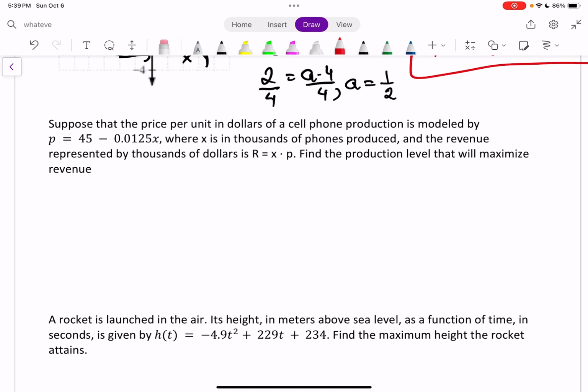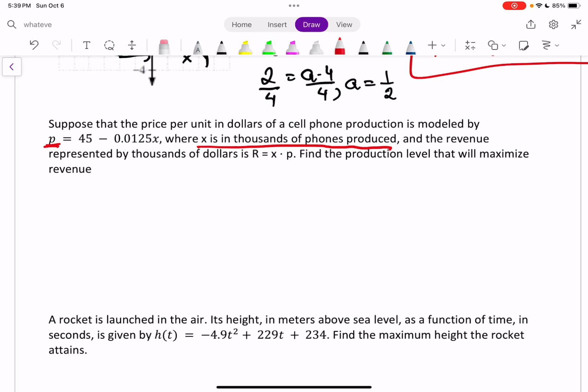So what are quadratic functions? It says, suppose that the price per unit in dollars of a cell phone production is modeled by, so again, this is the price per unit where x is in thousands of phones produced. So the price of an item very much depends on how many items we're selling. We're always more willing to go down in price if we could sell more items. It's like buying in bulk.